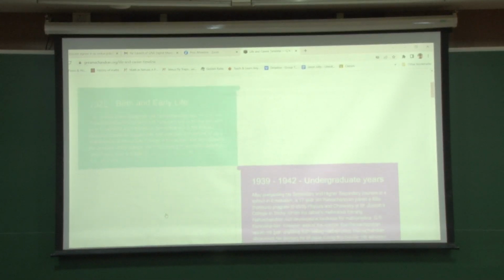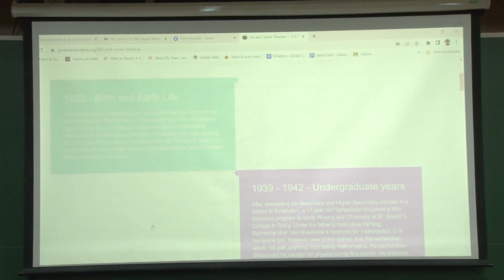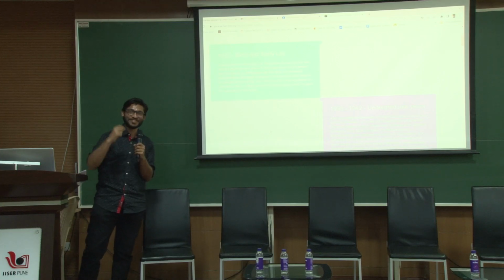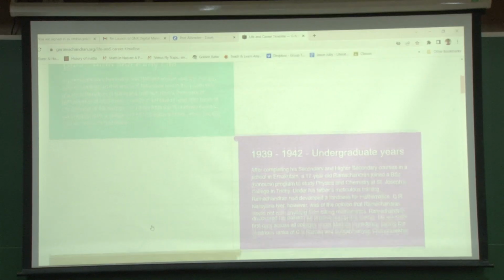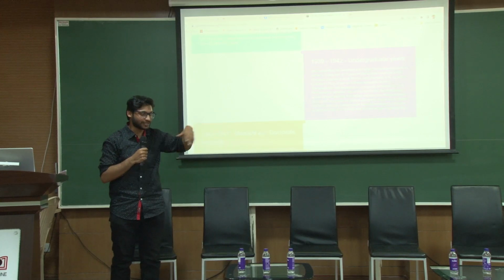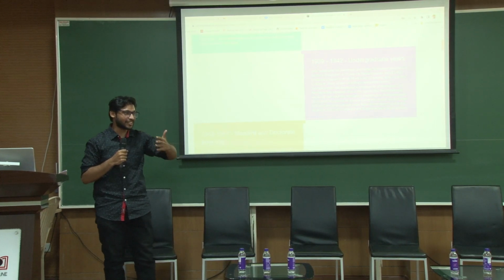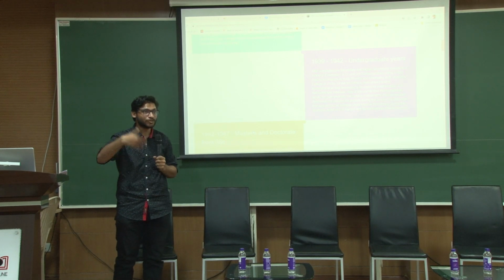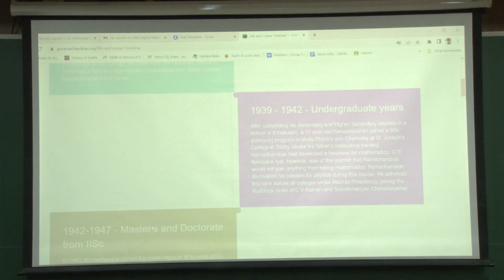Starting from his birth, he was born in Ernakulam. Anyone from near there here? Okay, we have one person. Then his undergraduate years, some of you would have interacted with that true or false outside, where we asked how GNR's father trained him. So his father was a mathematics teacher who trained him deeply in mathematics in those years.